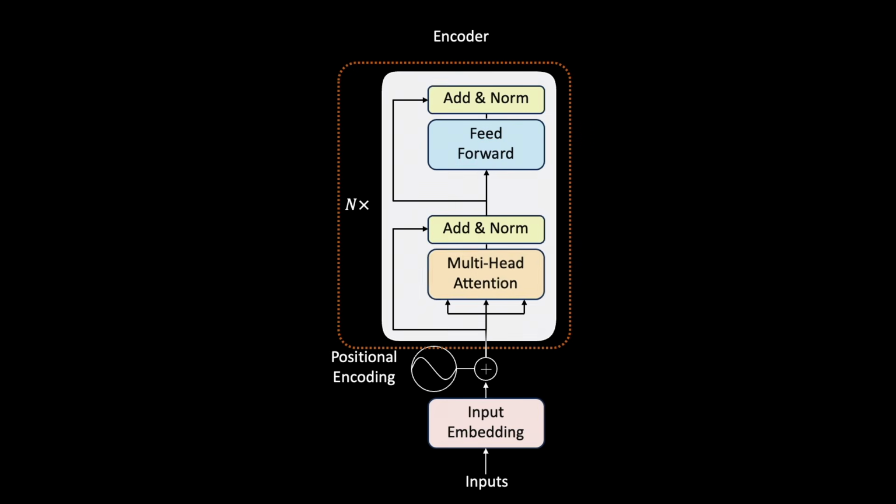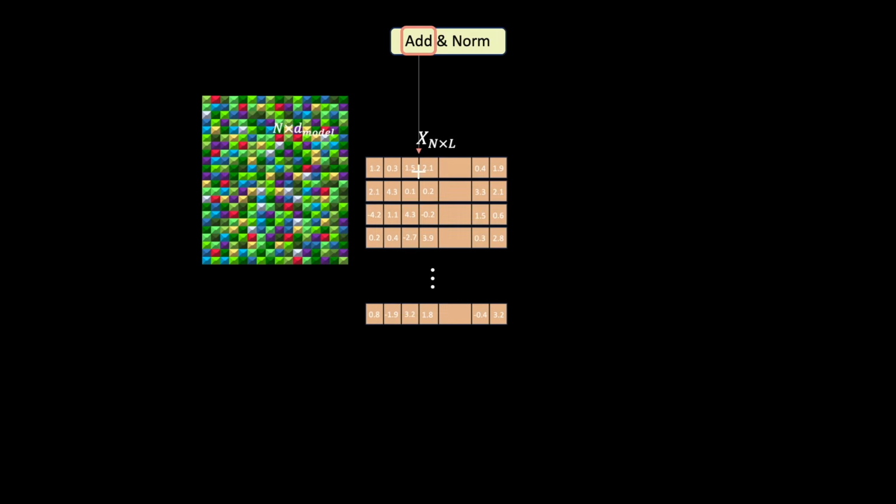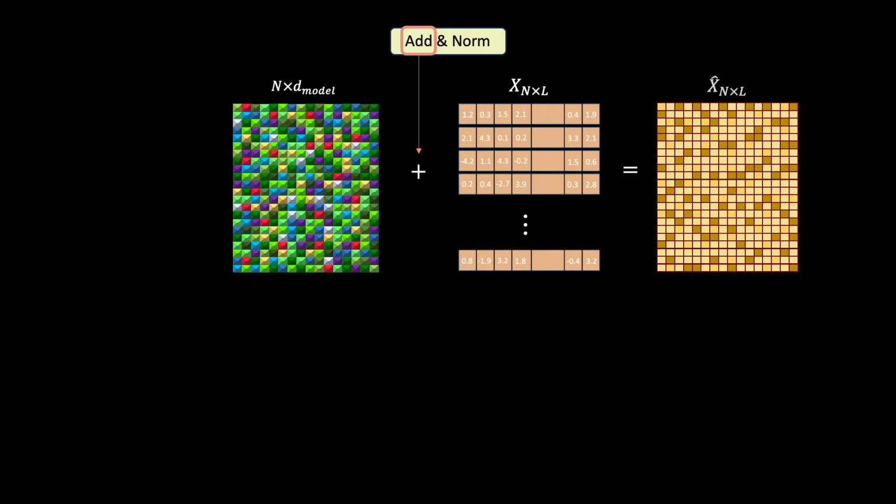The next block, which appears twice in each encoder layer, is the add and norm block. Here, we simply take the output of the multi-head attention and sum it with its original input. This addition is more commonly known as a residual connection or skip connection. Its primary purpose is to combat vanishing gradients. By providing a highway for the gradient to flow through, we ensure much more stable training in deep architectures. Note that for this addition to work, the dimensions of the input and output must match exactly.